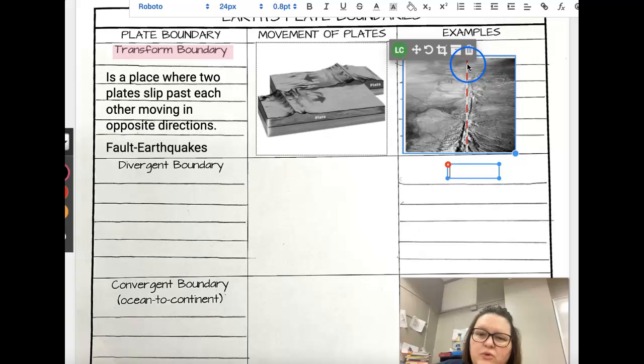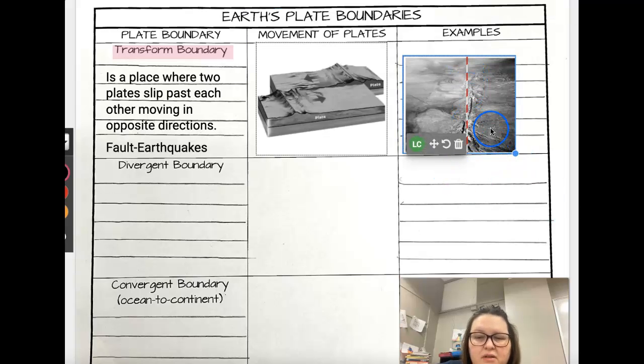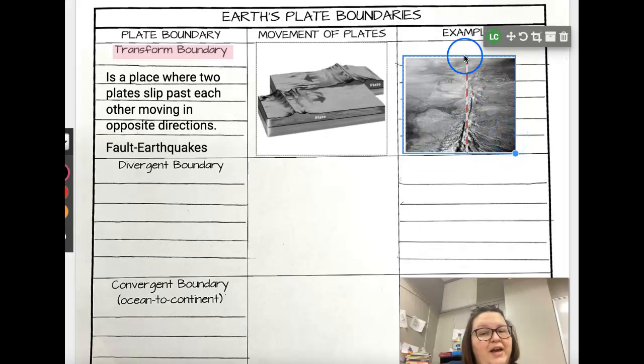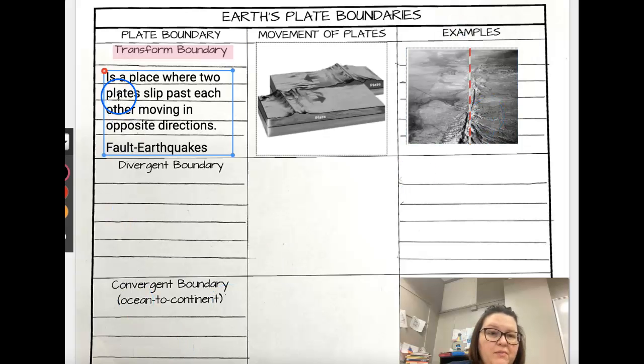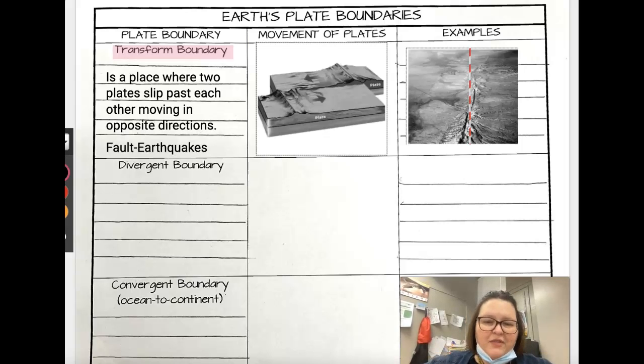Right there. So your picture will not have this red and white dotted line, but this picture needs to be pasted right here in the examples column for transform boundaries. Okay guys, so now that we have our information for transform boundaries on our paper, I want to show you some pictures off the internet of what a transform boundary could really look like on Earth.